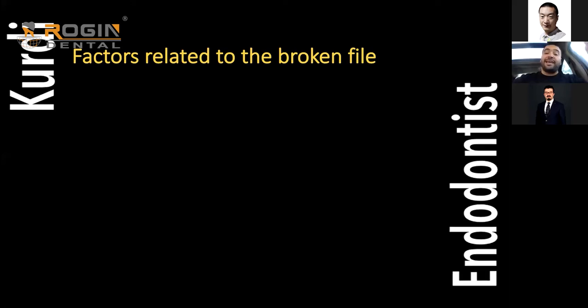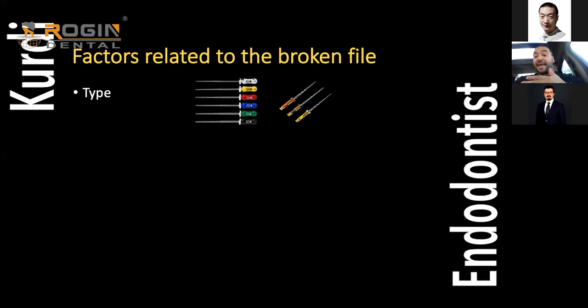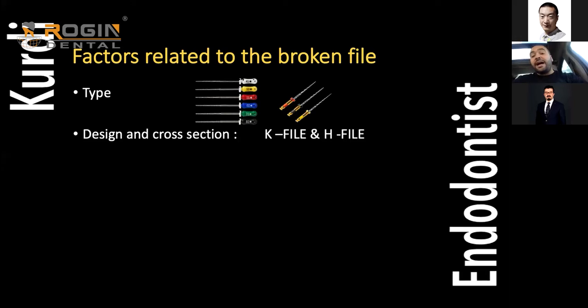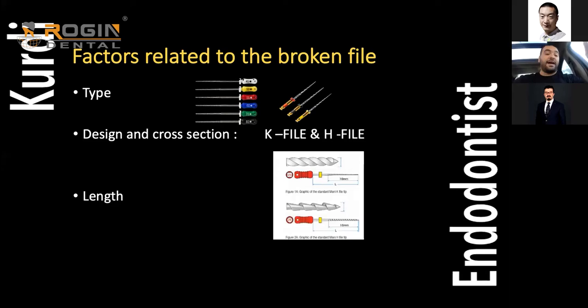Now, factors related to the broken file. Type of the broken file: is it a manual file, hand file, or rotary file? Indeed, bypassing, retrieving, or whatever will be much easier with a stainless steel file. Design and cross-section of the file. A K file, for example, can be retrieved easier than an H file, Hedstrom file. Length of the broken file. Sometimes if we have a broken file more than 3-4 millimeters, it can change completely the technique that we are going to use to bypass or even to retrieve.